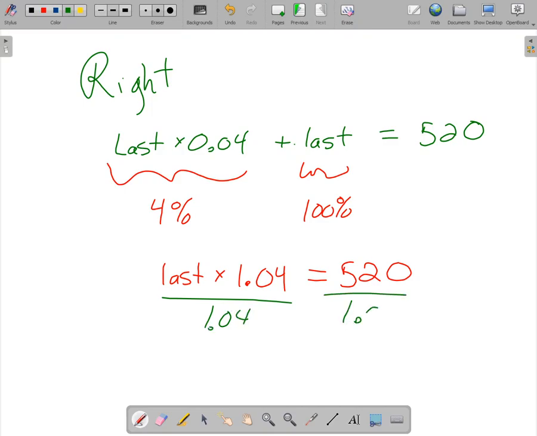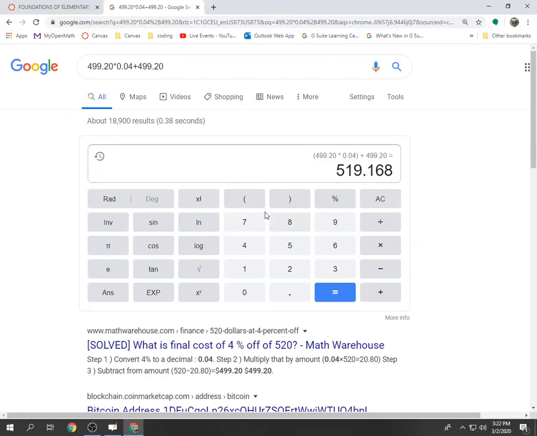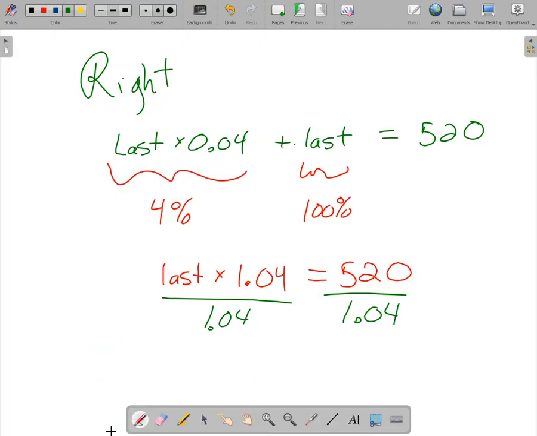So double check on your calculators. What is 520 divided by 1.04? Should be exactly 500. So 520 divided by 1.04 is exactly 500. Now, we actually already had this method in front of us immediately, and we didn't choose to use it at first.